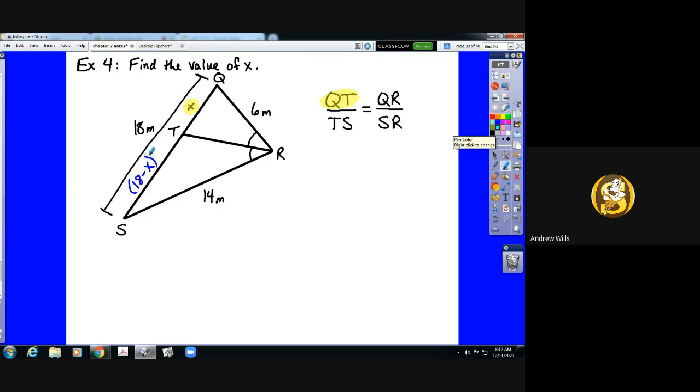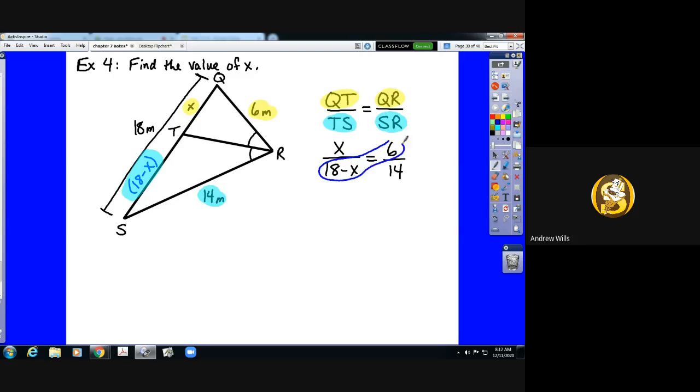Our proportion is going to be QT over TS, which is what we just found, 18 minus x, equals QR over SR, 14. So we plug in those numbers: x is to 18 minus x as 6 is to 14. And once the setup's done, the rest of it is just solving a proportion. So it's pretty simple from this point forward. We've done 100 of these by now in this chapter.